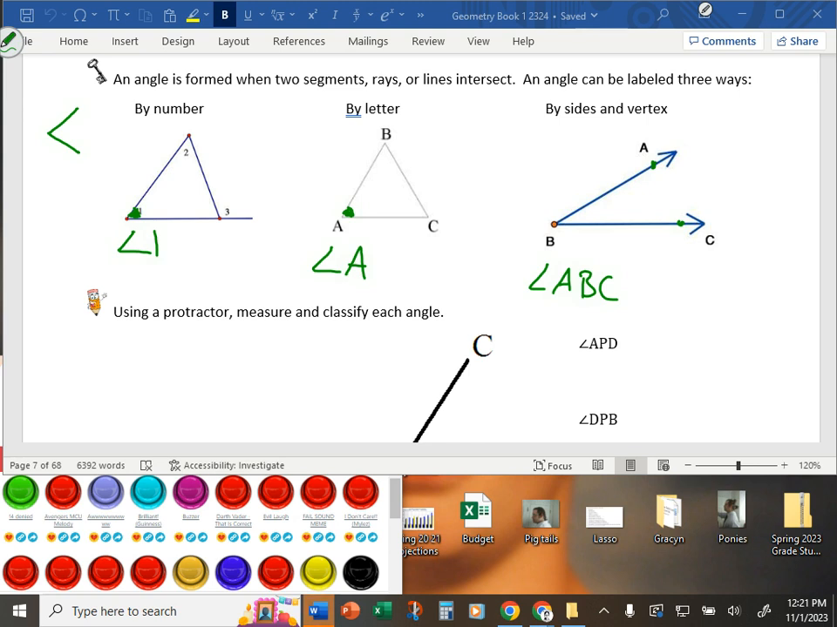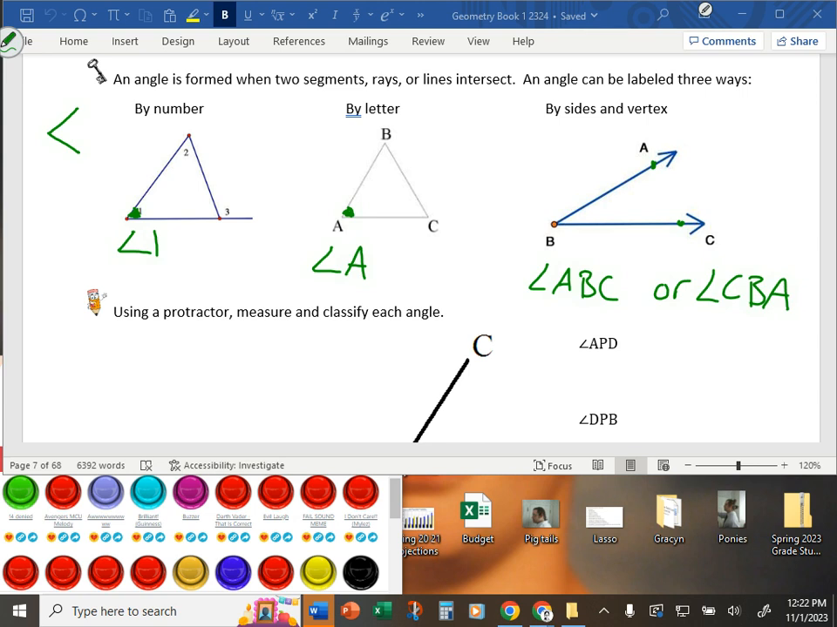Okay. We could also call it angle CBA, meaning it starts at point C, goes to vertex point B, and then continues out through point A. Okay. The important thing is the location of B. Why does B have to be in the middle? Eli? Because it's the vertex, right? The vertex of an angle, when you're labeling it by sides and the vertex must be in the middle.